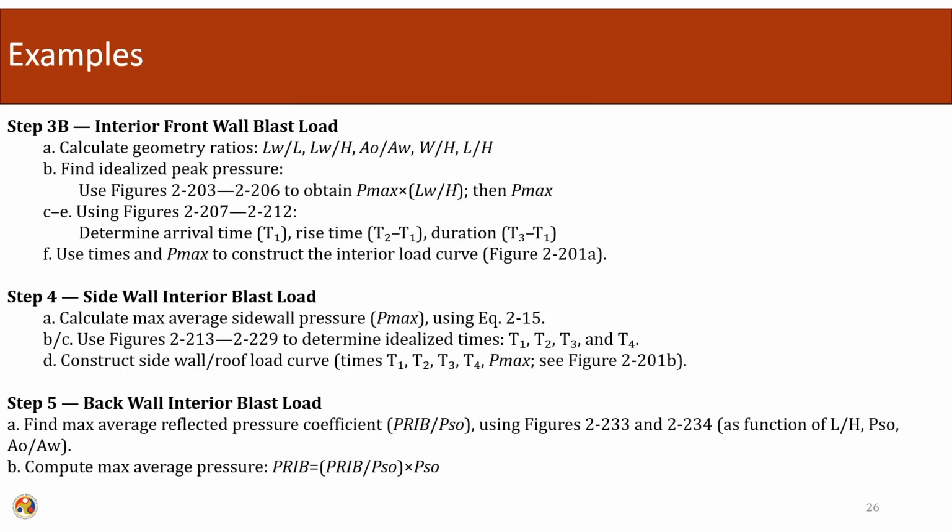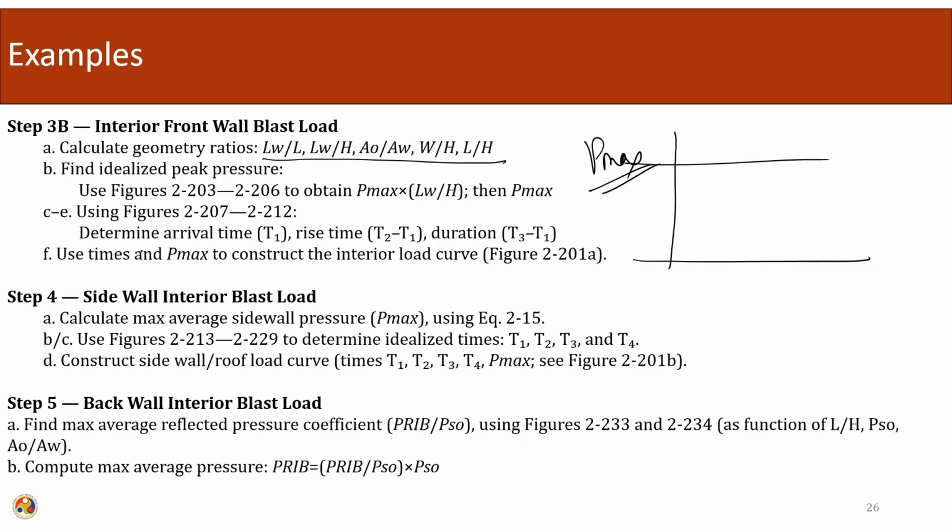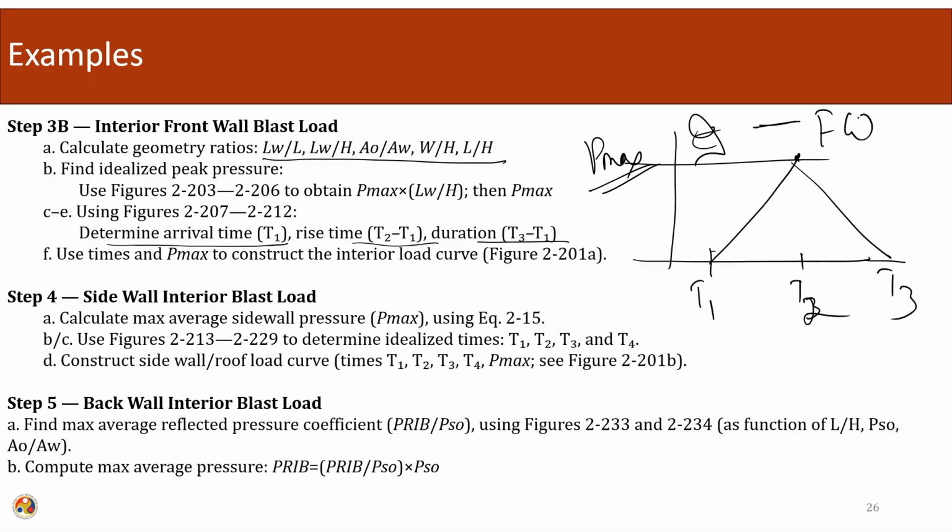After that, we are going to construct the interior front wall blast load. As we have already seen in these examples, depending upon the geometry, we can calculate the value of P max, and using the different figures we calculate the rise time and the duration. We calculate the time T1, then T2, and then T3. So, we calculate the interior load on the front wall. This is how we construct the interior front wall load.